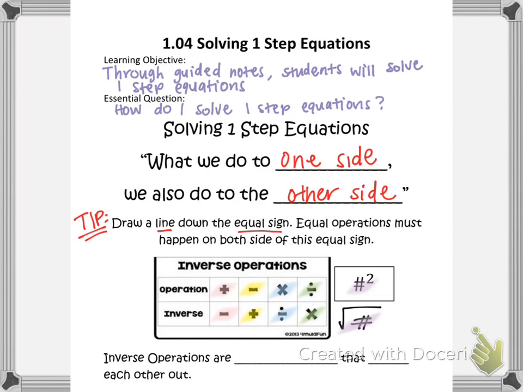All right, so go ahead and fill in the blank for this one. Inverse operations are operations that cancel each other out. Well, let me rewrite that.